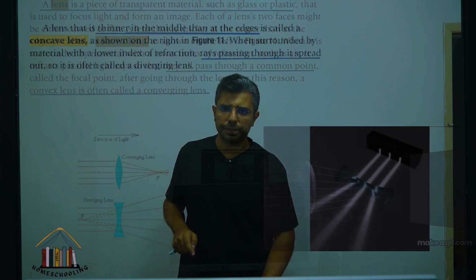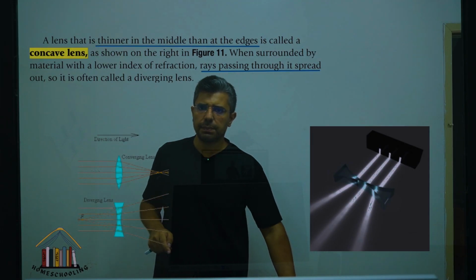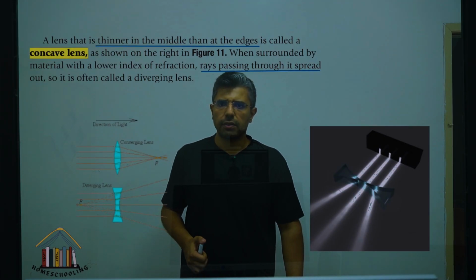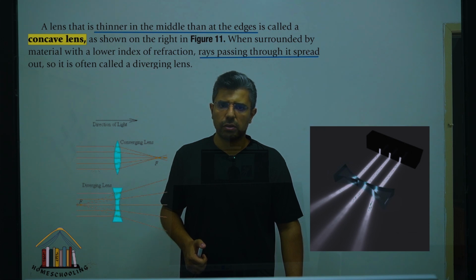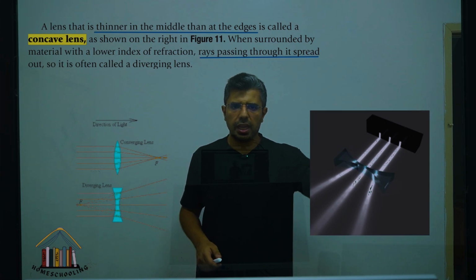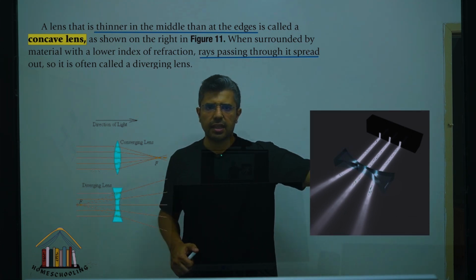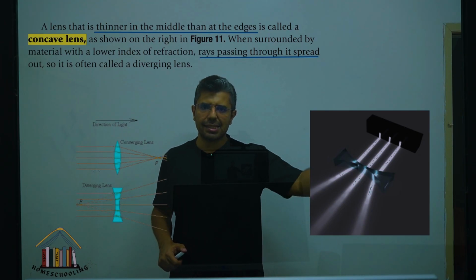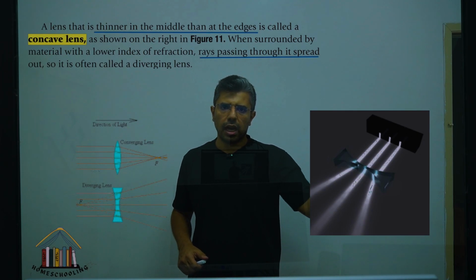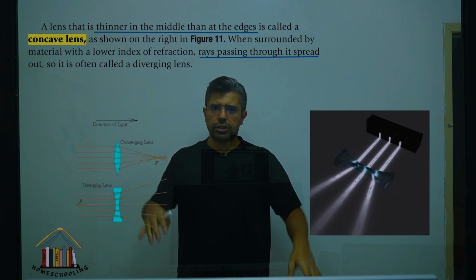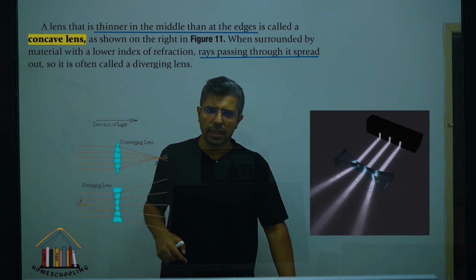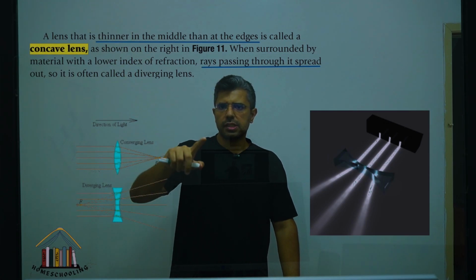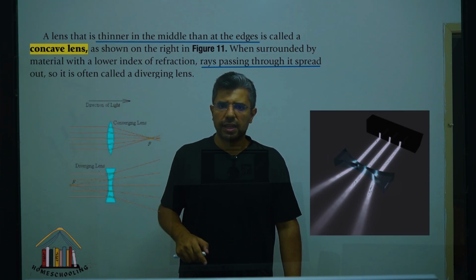The second type of lens that will be discussed is the concave lens. As we see from the picture here, we have a source of light sending 3 rays of light. When it passes through the concave lens, look how the light diverges. It's going out, it diverges. That's the big property of the concave lens, which is the opposite of the convex.